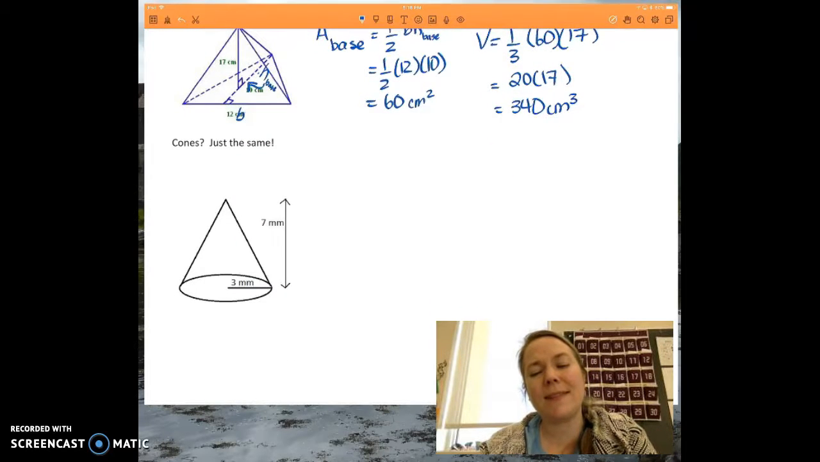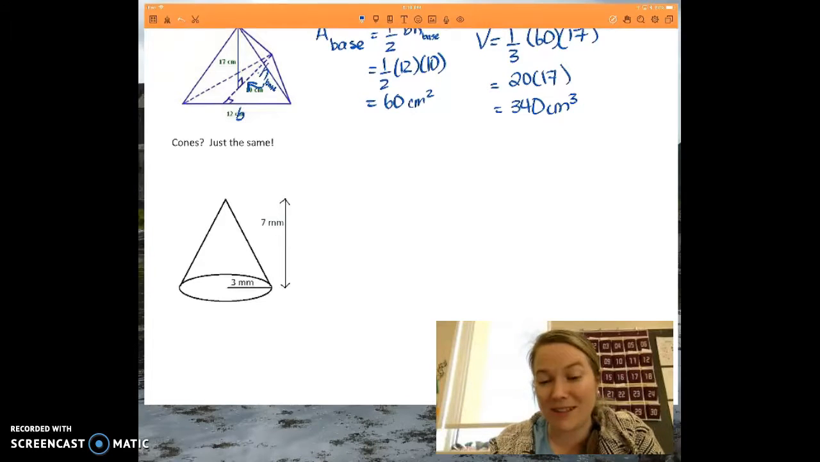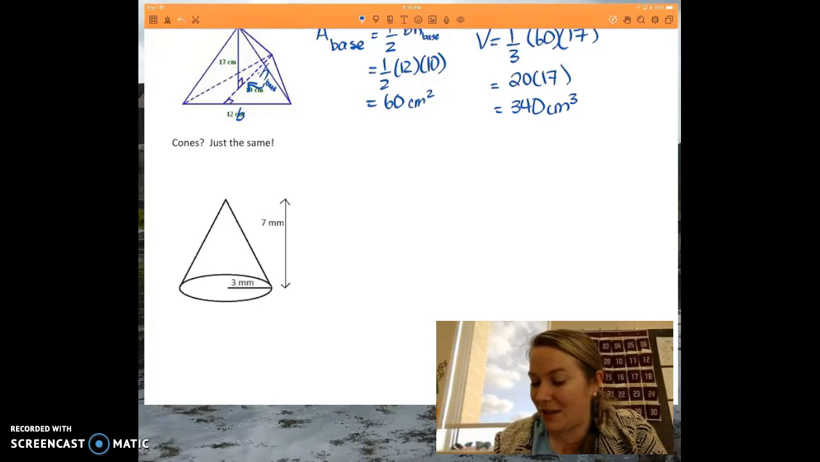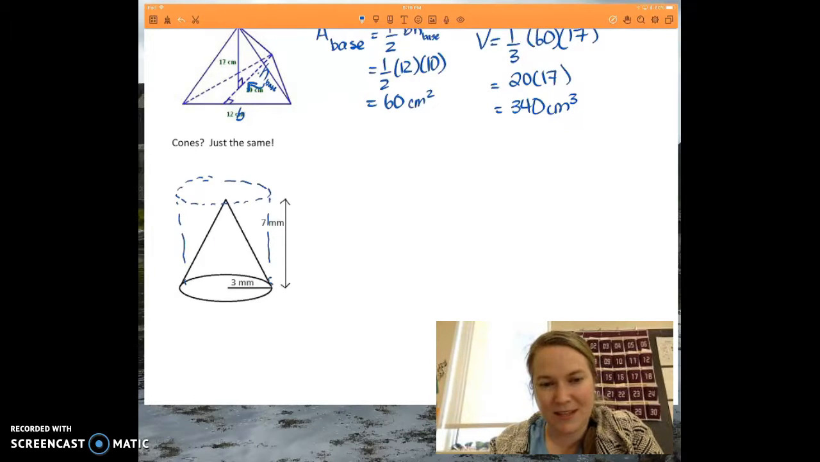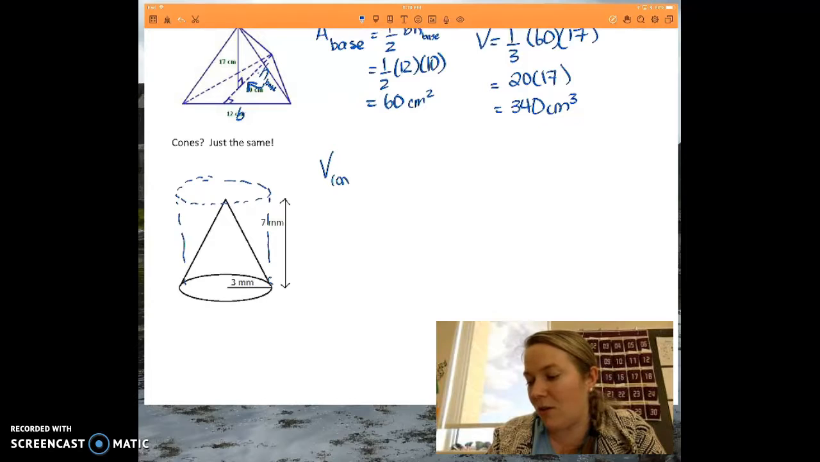And now remember how we said that cylinders were secretly just prisms? Well, it's the same with cones. Cones are secretly just pyramids. We can imagine that this cone is inside a cylinder. And the volume of the cone is exactly 1/3 the volume of the cylinder.